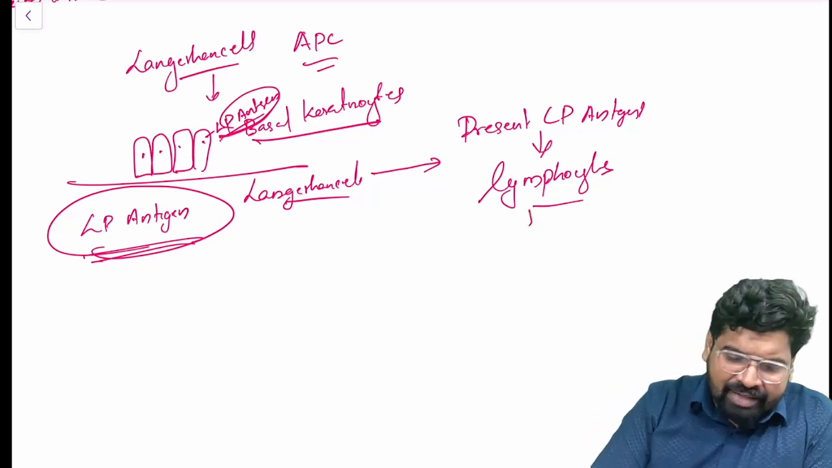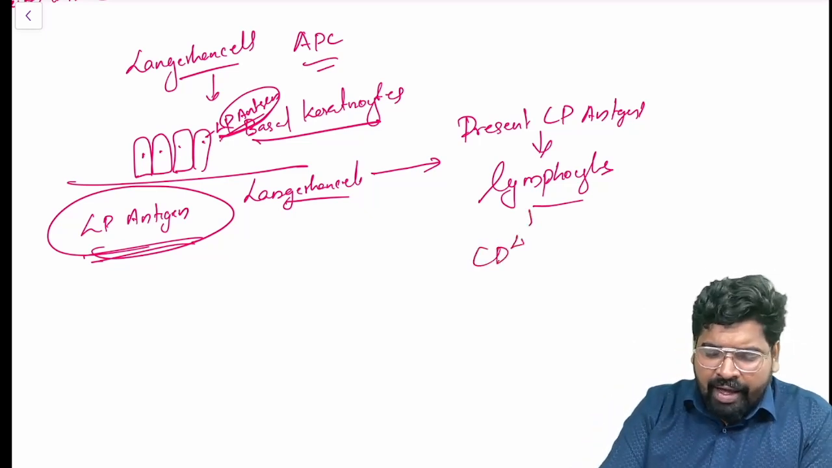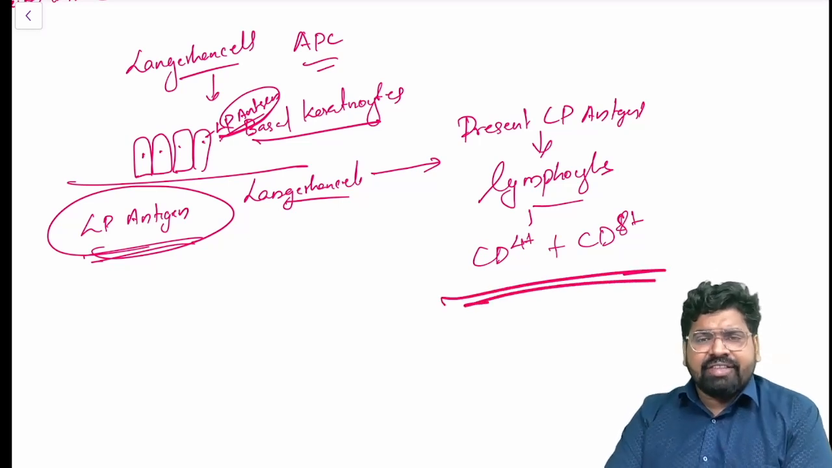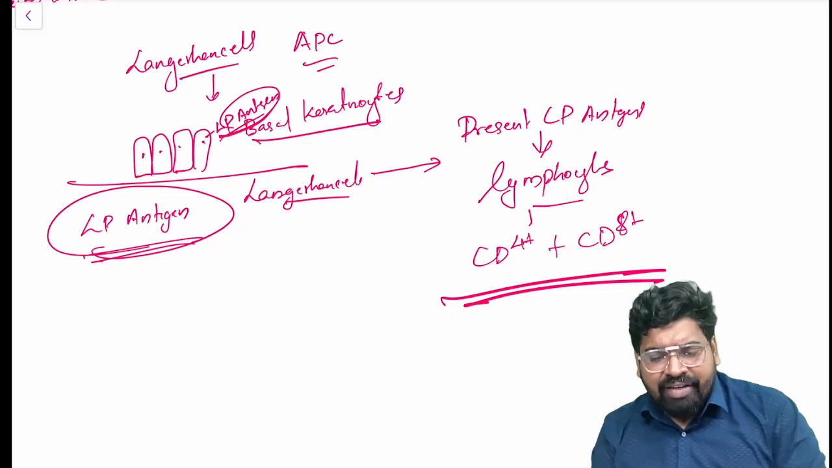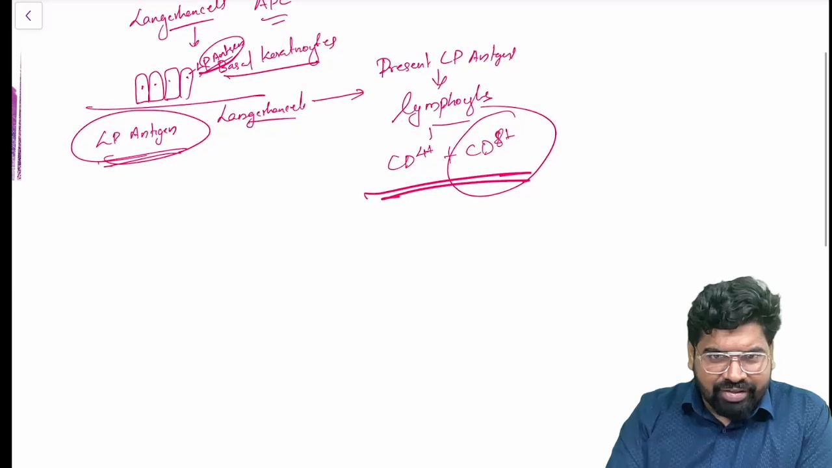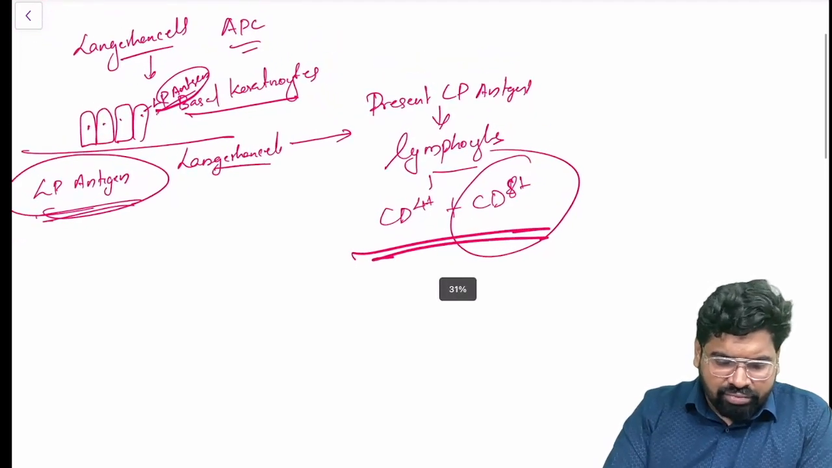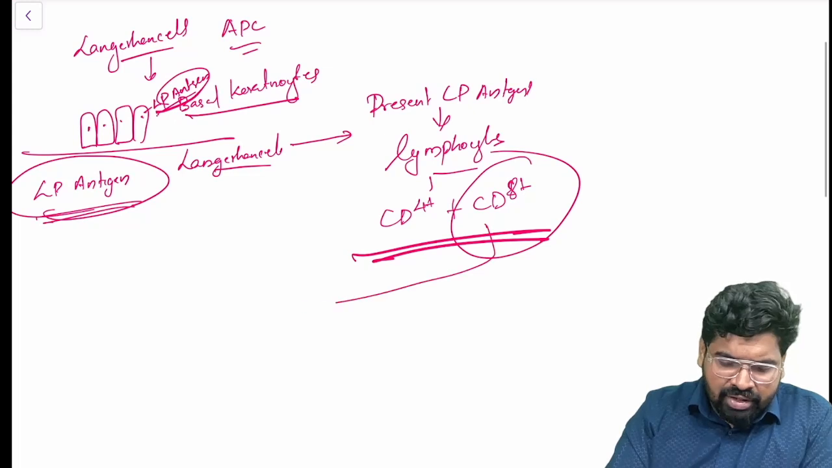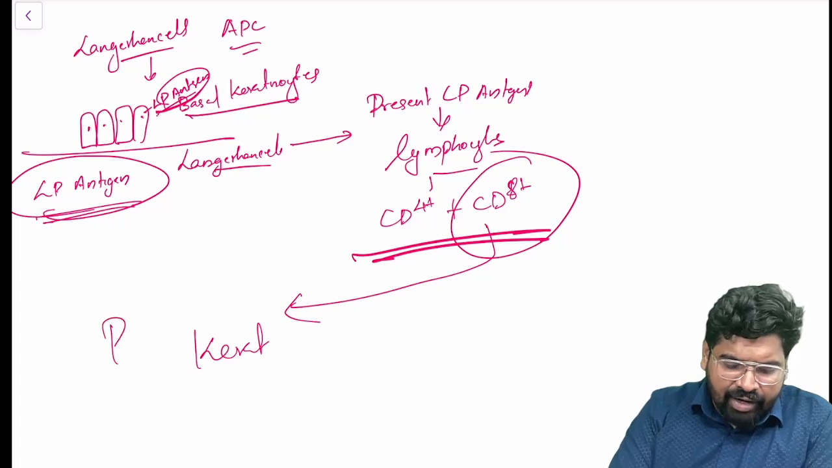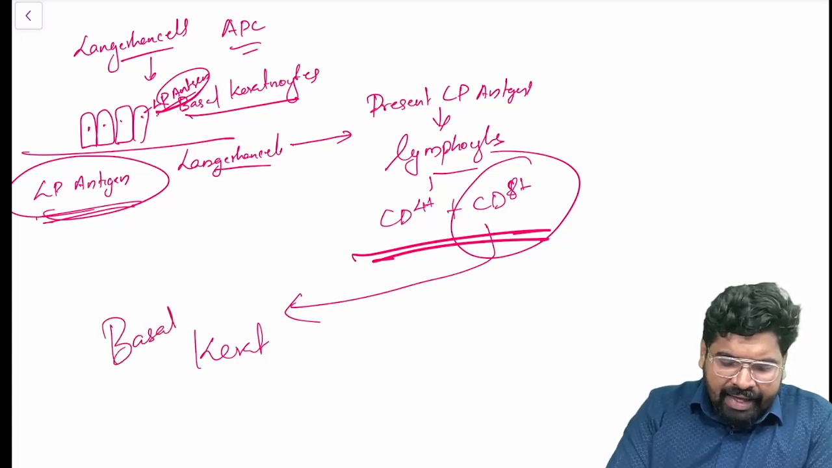What are these lymphocytes? CD4 and CD8, your helper T cells and your cytotoxic T cells. CD8 is your cytotoxic, CD4 is helper. Mainly it is CD8 that is largest in number. Now what do they do? They will come to your basal keratinocytes.